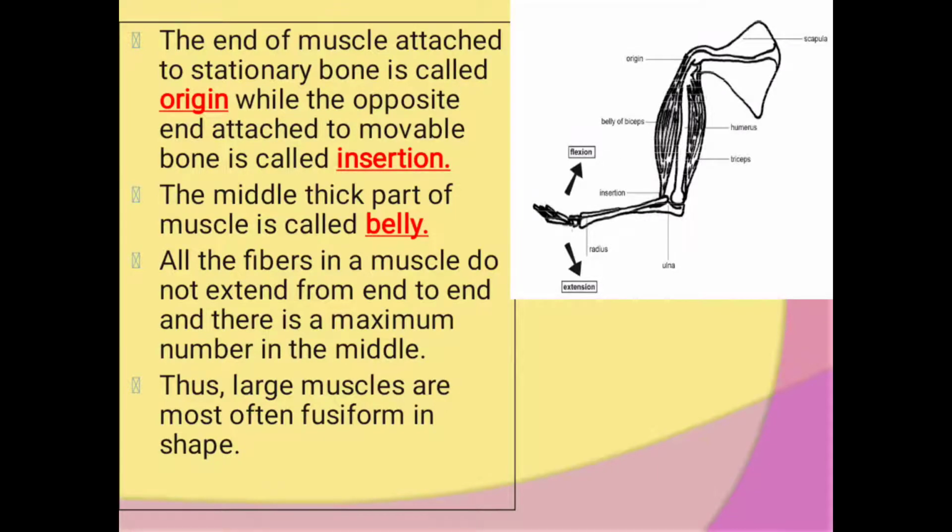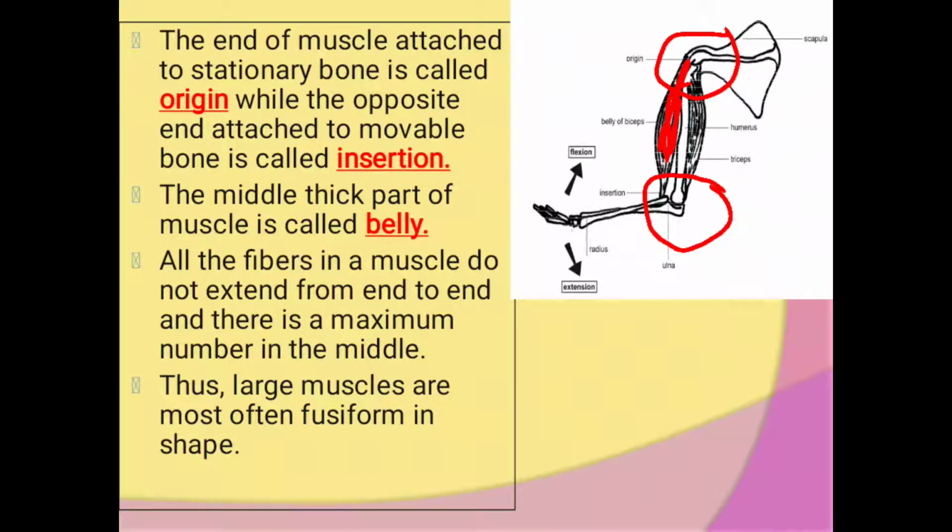See here in this diagram I have shown you in detail. The end of the muscle which is attached to the stationary bone is called the origin, while the opposite end which is attached to the movable bone is called the insertion. The middle thick bulging part of the muscle is known as the belly. So this is the structure of muscle: origin, insertion and belly.